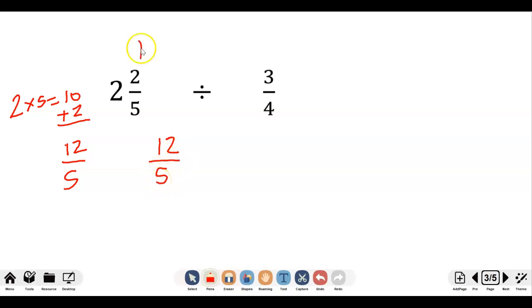And remember, we're still doing keep it, change it, flip it. So I can change this division sign into a multiplication sign. Remember, I'm going to keep that first fraction. I had to change it into improper first, but I'm not going to flip that around. And last, I'm going to flip the 3/4 to 4/3.